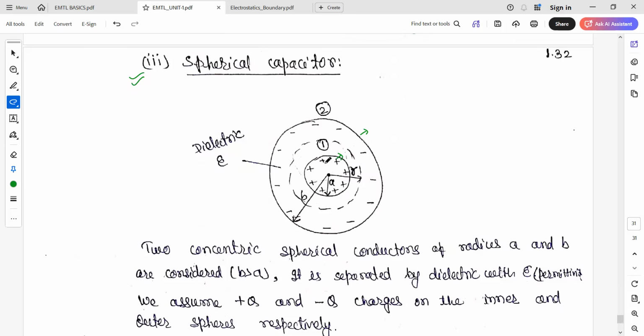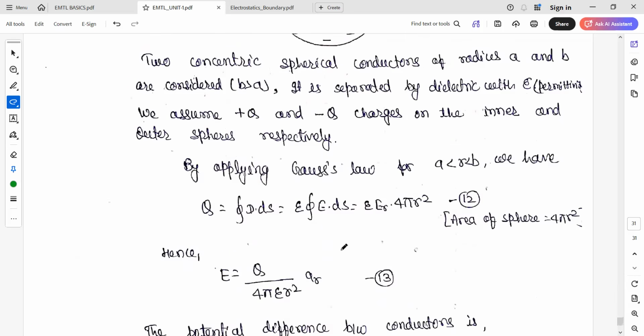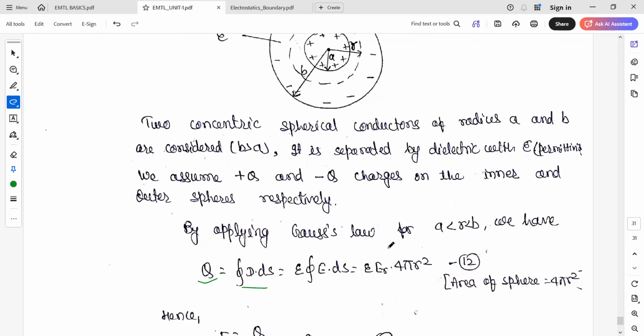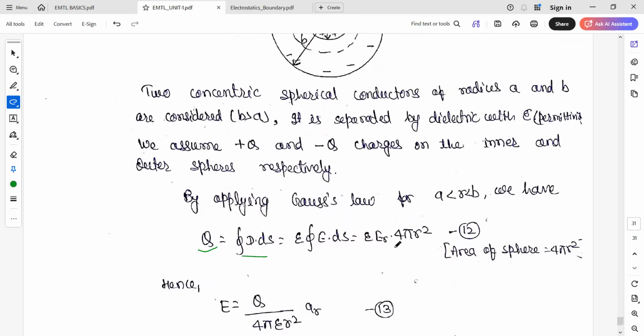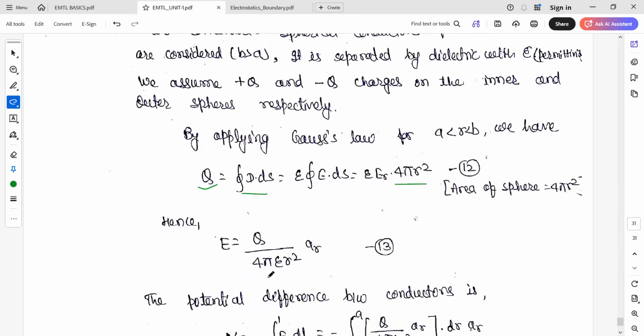Here we have to take the Gaussian surface, and on that basis we find the capacitance of the spherical capacitor. By Gauss's law, the total charge enclosed equals the total flux. This is the charge, this is the formula for the flux, and the D value is substituted here. For this Gaussian surface, the area of the sphere is 4 pi r square. So from here we get the electric field intensity E equal to Q by 4 pi epsilon r square, in the direction of the unit vector.